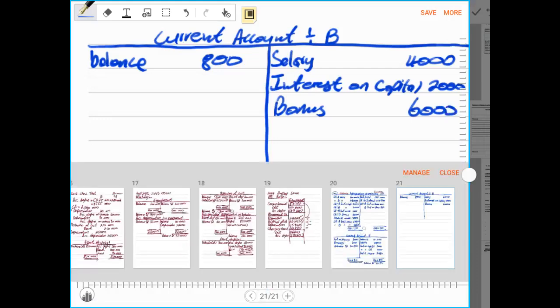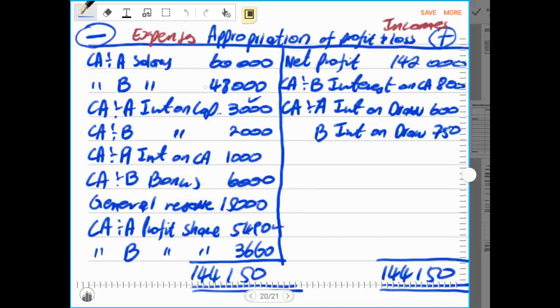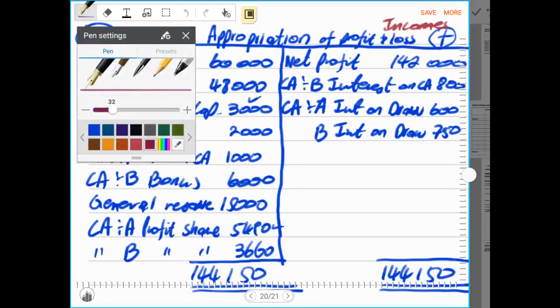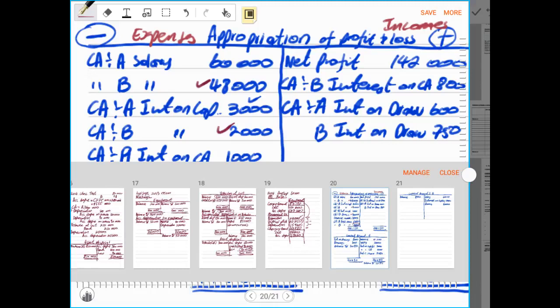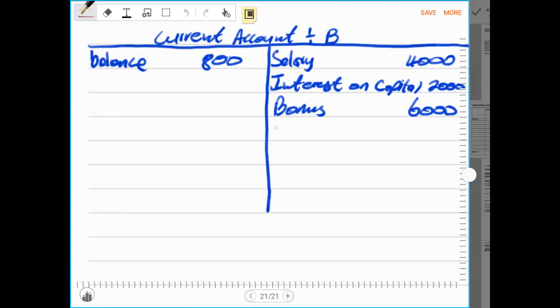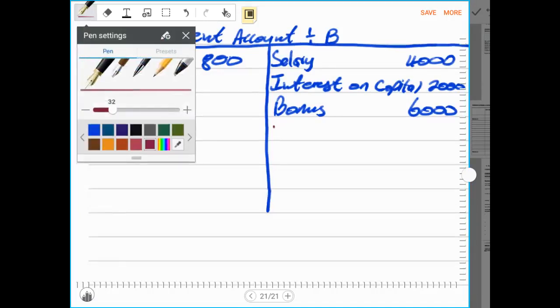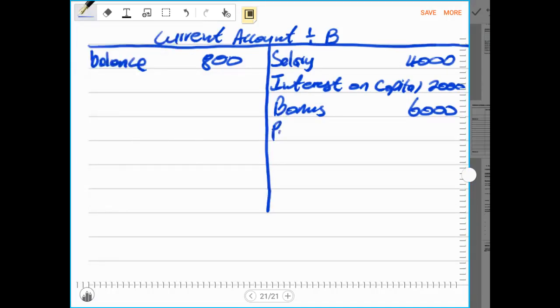Then after, we check for another entry, we have accounted for this one. Let me just tick all of them. We have accounted for the salary, we have accounted for the interest on capital, we have accounted for the bonus. We must still account for the share of profit. So now we must record the share of profit of 3,660, which is the profit share.